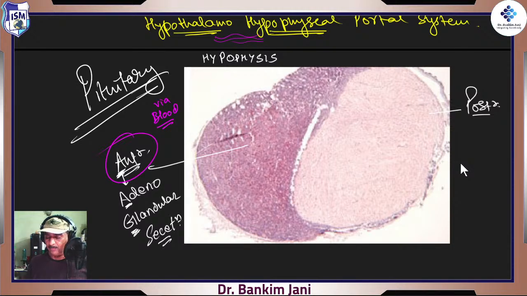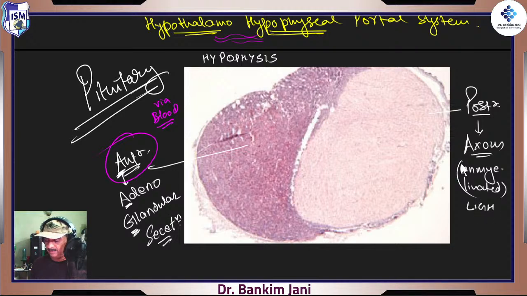So that is there. What about the posterior one? Well, the posterior is already a continuation of the hypothalamus, right? So that's why this posterior one has all those axons which are coming from the top. These are unmyelinated. So that's why you'll find that its appearance is also very light. It is not staining, so it has a light appearance. So when the cross section is there, instantly you can know that this is where we are dealing with the posterior, and that's the anterior, right? Looks-wise.